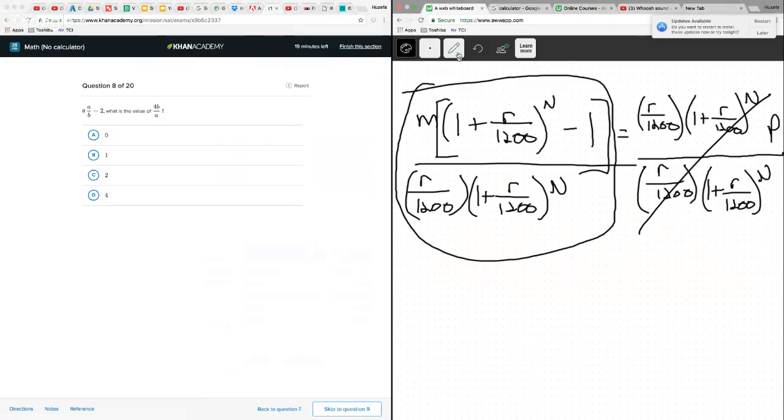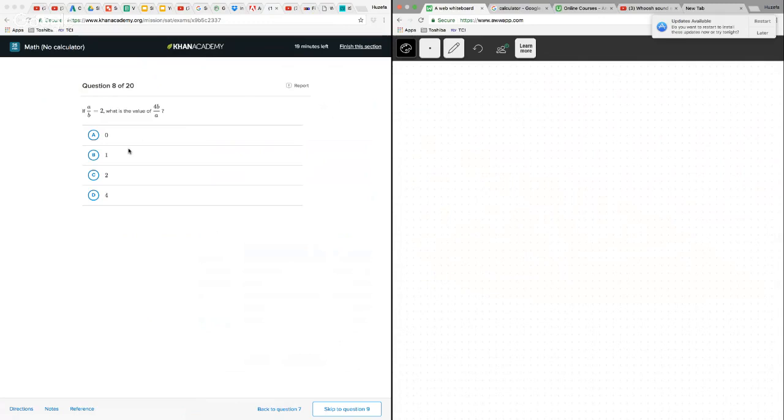Let's go on to this guy. Let me clear the board here. If A over B equals 2, what is the value of 4B over A? Okay, here's how I'm going to do this. I am going to multiply, let's see, AB over 2.